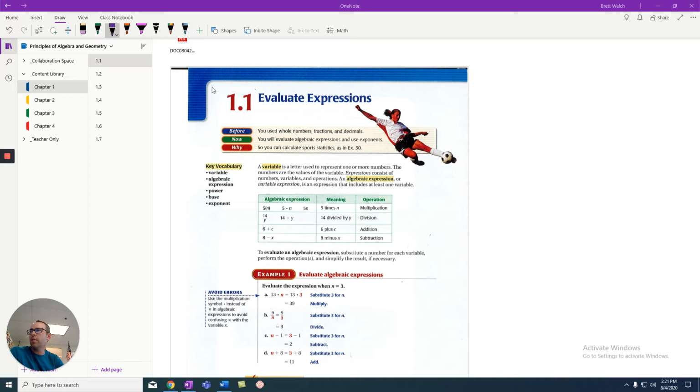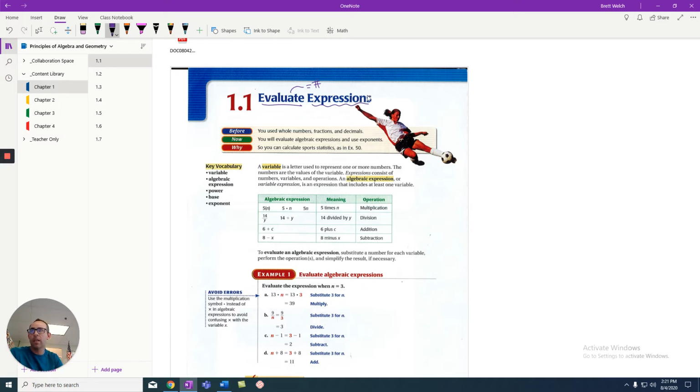So the idea we're working with here is evaluating expressions. We need to understand a couple of definitions. To evaluate means to find the value of. When we talk about evaluating, we're trying to figure out what number it equals. This is one where our answer is a specific number, so we want to evaluate to that number. And then we have to understand that an expression is not quite an equation.